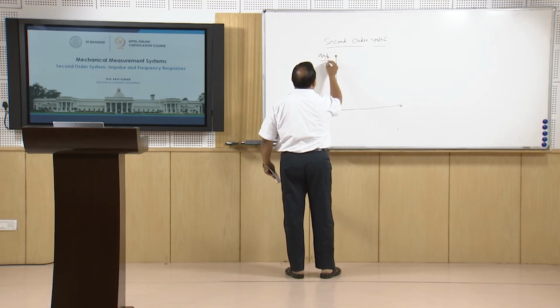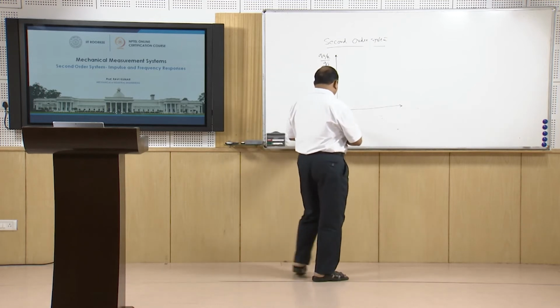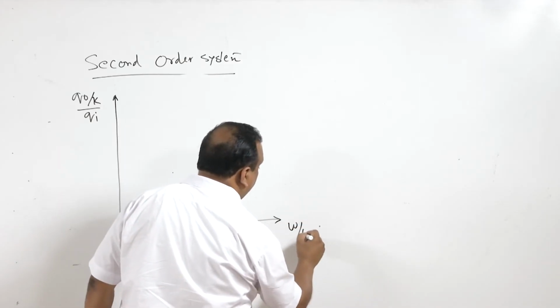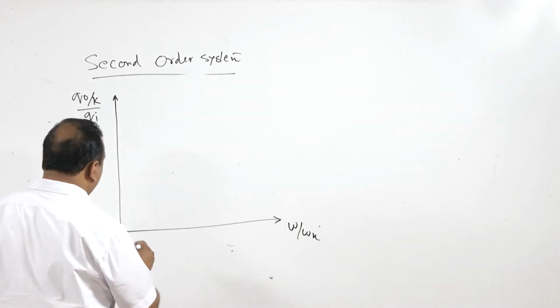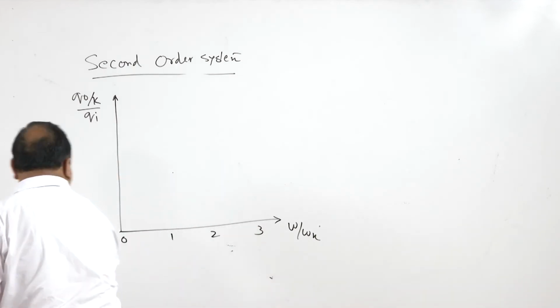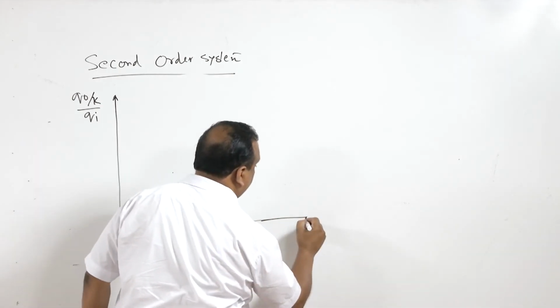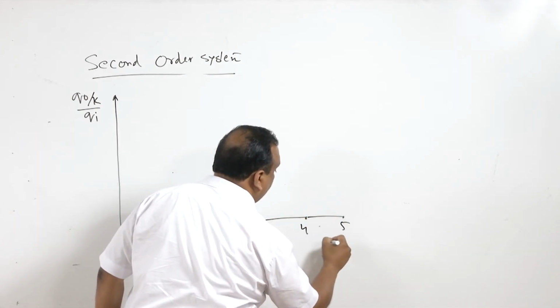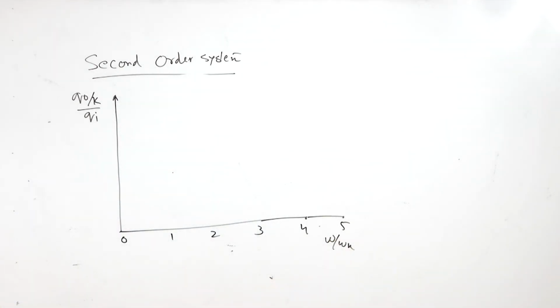Qo by K upon Qi, right? And on this side we have taken omega by omega n. We have started from 0, 1, 2, 3, and we can go up to 4, 5, omega by omega n. So on the abscissa we have taken omega by omega n, and on the ordinate we have taken the output ratios.